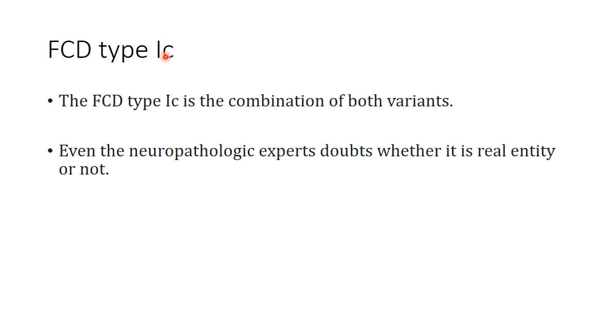In 1C, there is both abnormal vertical and abnormal tangential distribution of the neurons. However, even the neuropathologists feel that whether this entity exists or not is quite a doubt.